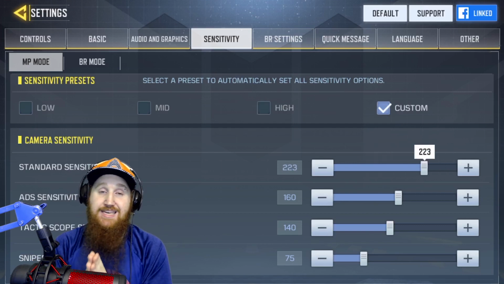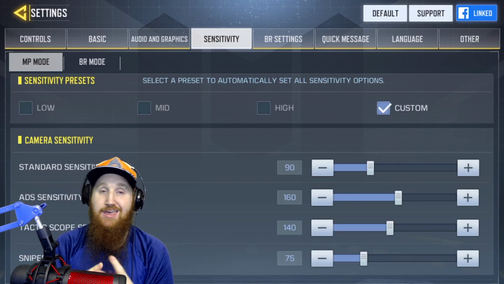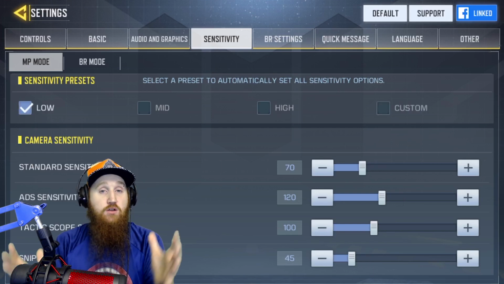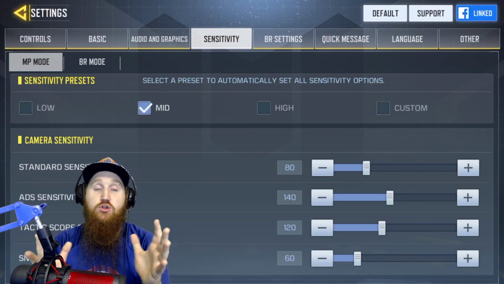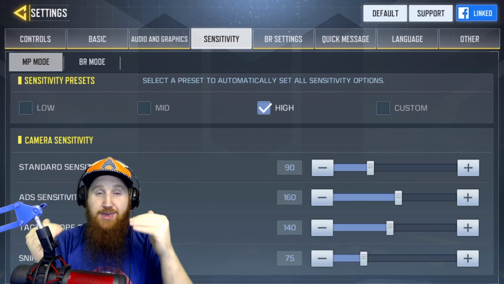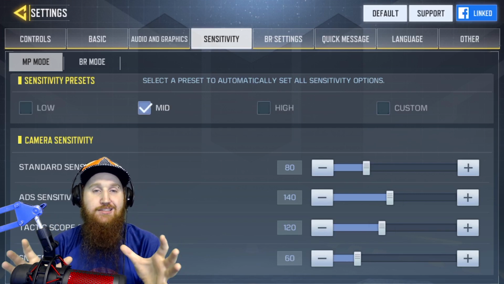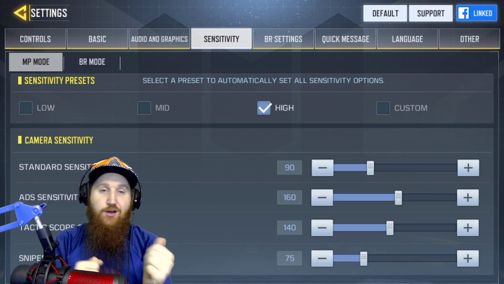What I would suggest is play a game on low, play a game on medium, and play a game on high, and figure out which one is closer to your playstyle, because from there on, we're going to be making micro adjustments until it balances to the point where you enjoy how the game feels.